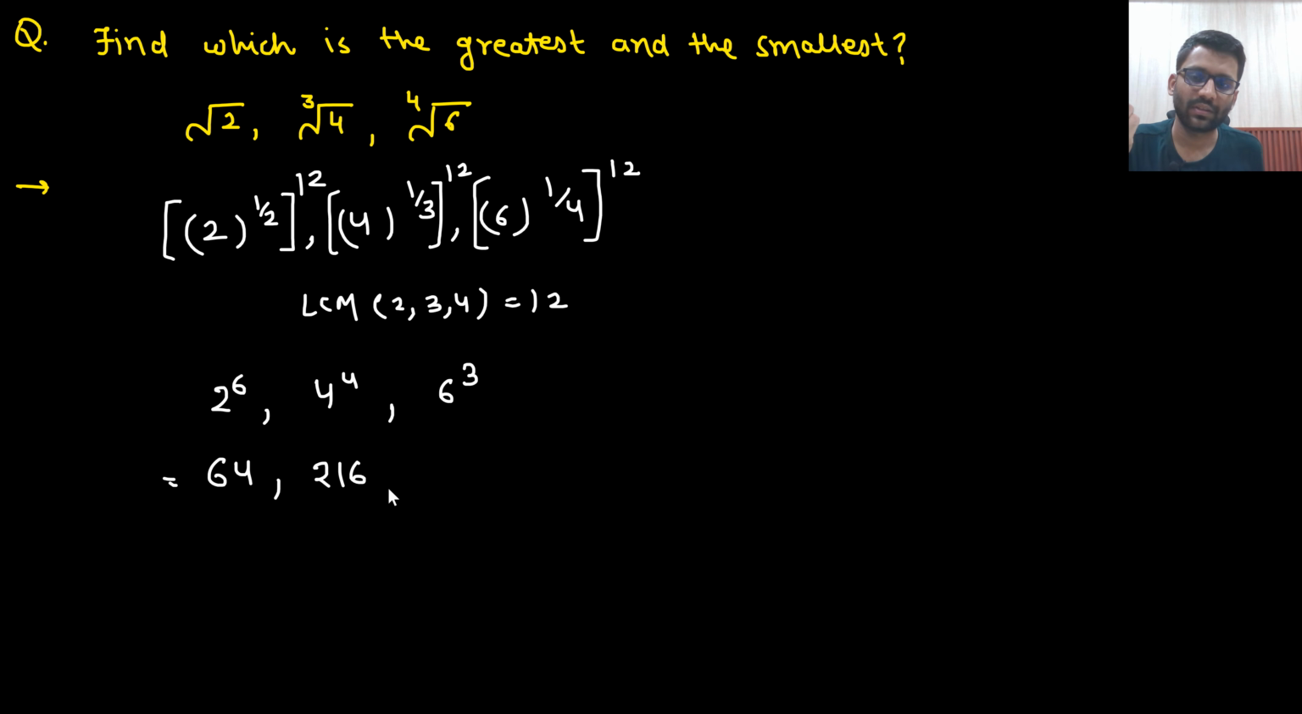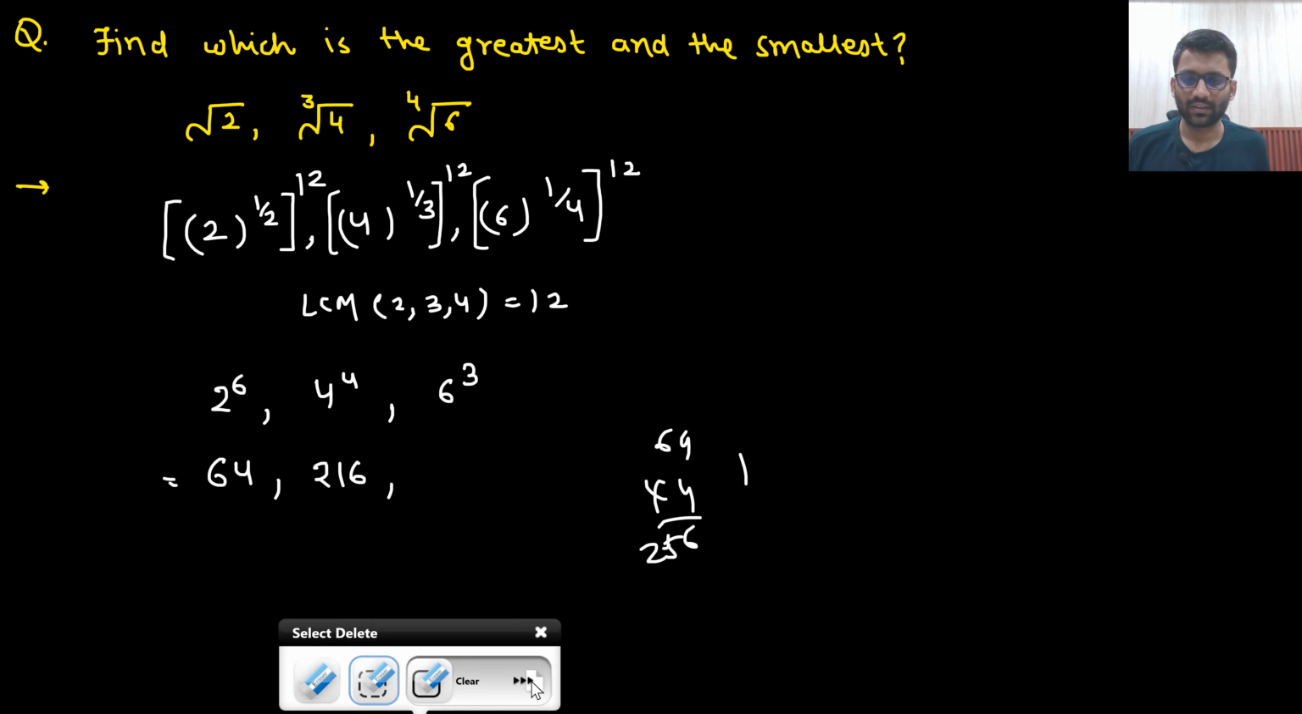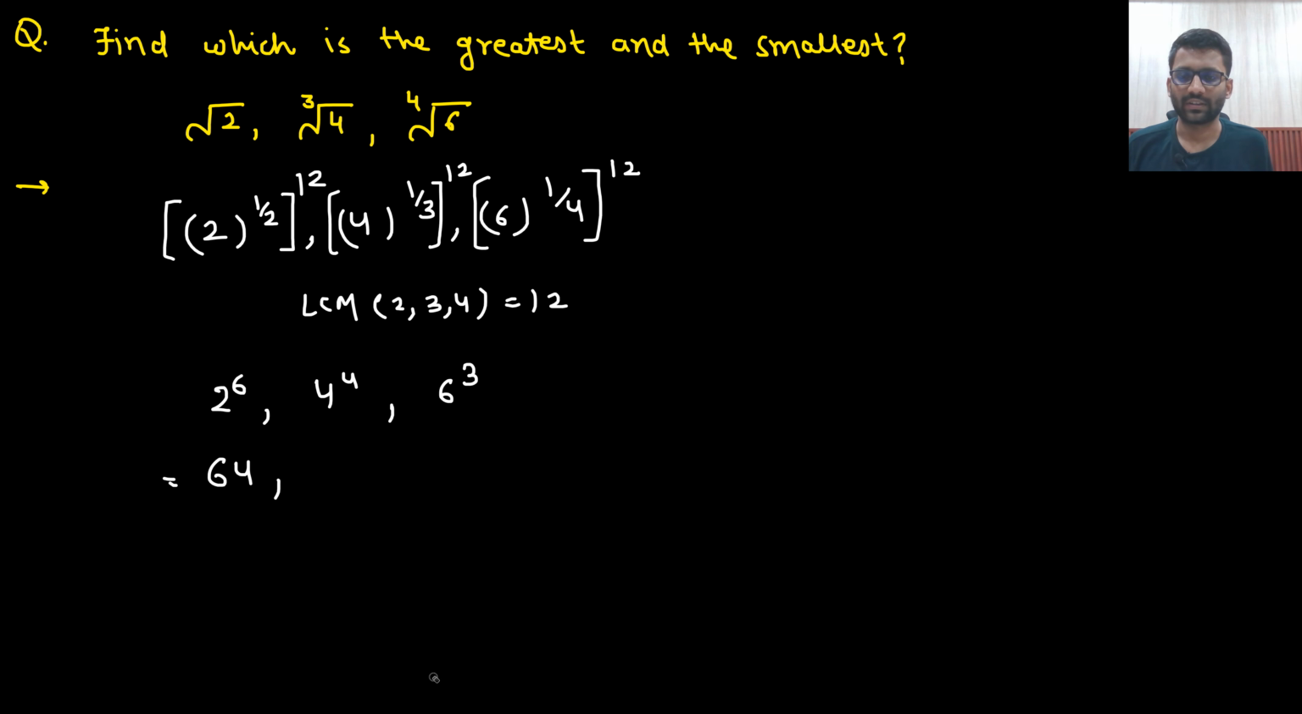16 square is 216, right? Sorry, 256. 4 to the power 4 is 256. And what is 6 to the power 3? 6 to the power 3 is 216. Actually, this is 216. And 4 to the power 4 was 256. So what do you think?